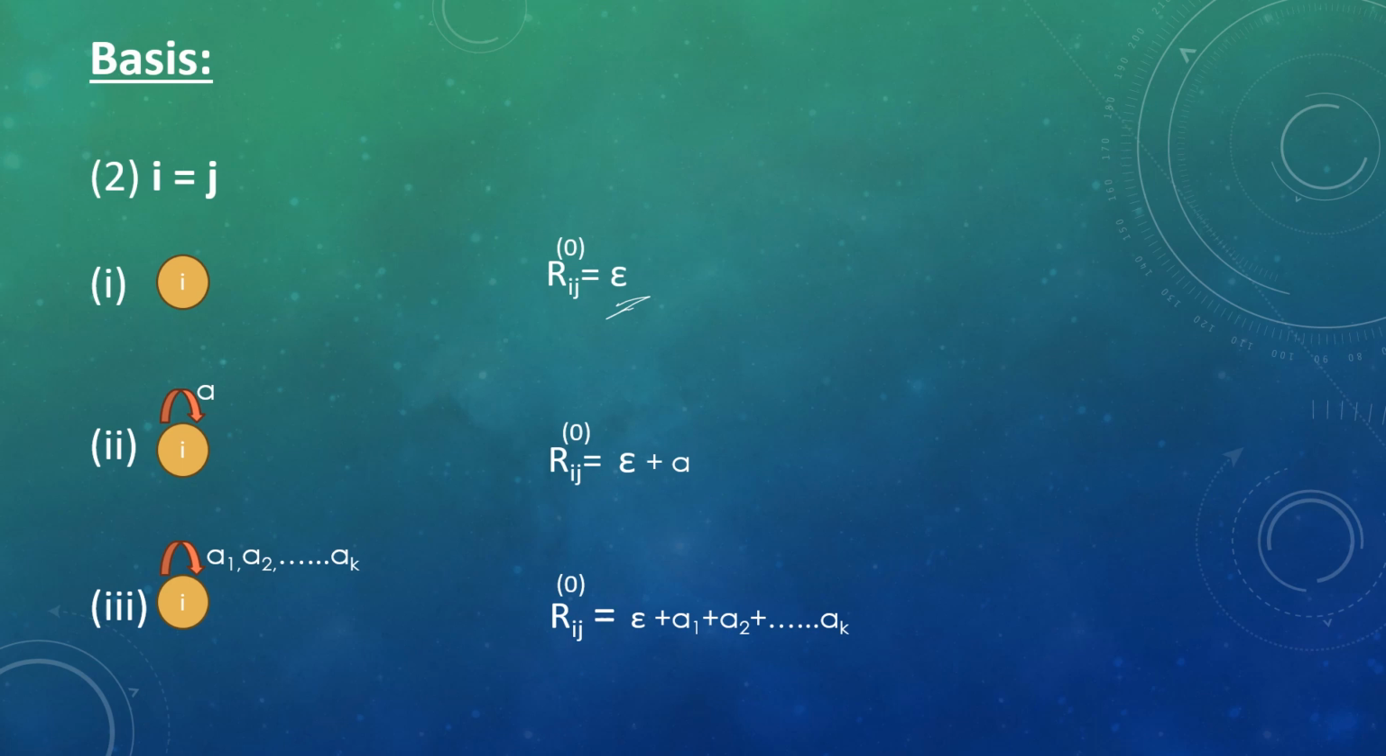Next, you have a transition and the transition is using a symbol A. If so, you can represent it using Rij power 0 is equal to epsilon plus A. Next is when you have a set of symbols using which the transition is between I and I itself. So you can represent it using epsilon plus A1 plus A2 till AK. Now this plus means union, which is, it can either be empty or it can be A1 or A2 or till AK.